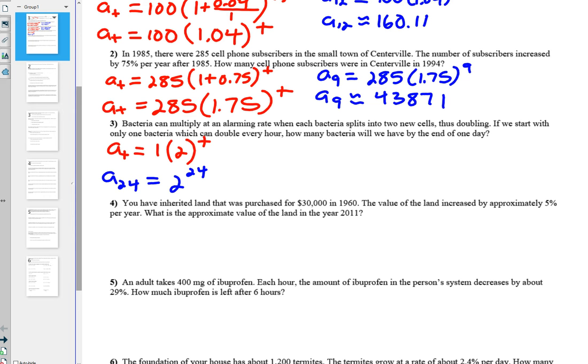2 to the power of 24. So the amount after 24 hours is equal to, we went from just a lonely 1 bacteria to now 16,777,216 bacteria. That's a lot of bacteria.